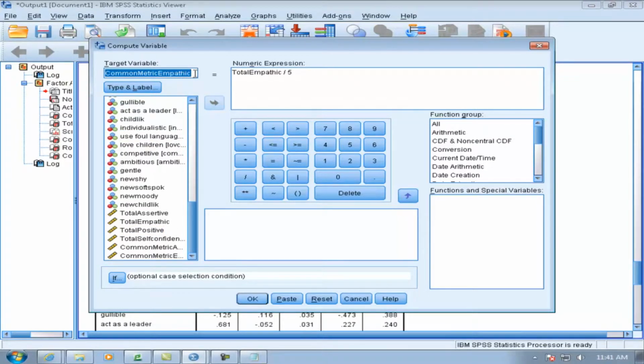Okay, so this is going to be common metric positive. And now we got to put in total positive divided by 5. And then I'm ready to, do you see, I'm ready to click on OK. Do you see what I'm doing? Am I going too fast now? Okay, I'm going to click on OK.